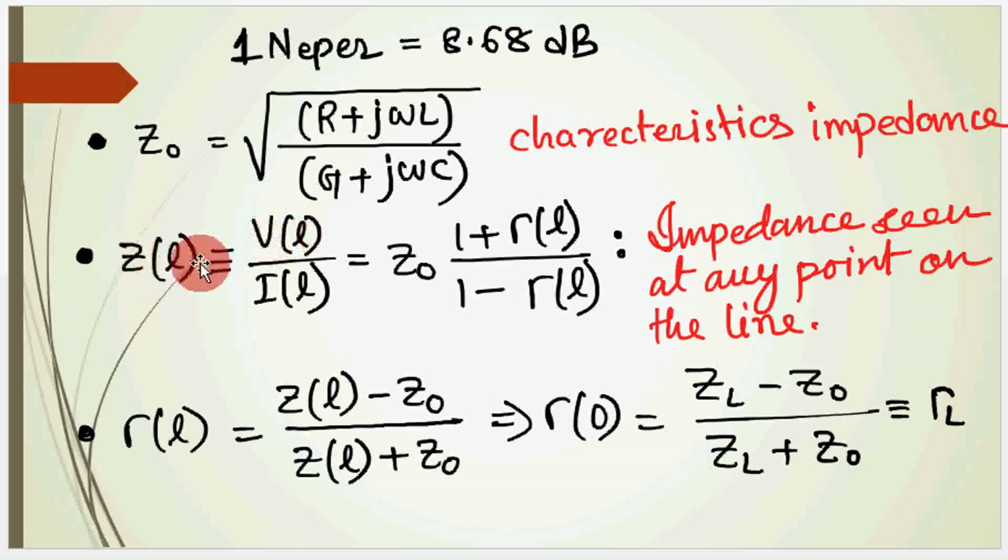The formula for impedance ZL at any point is Z0 times 1 plus gamma L by 1 minus gamma L. So gamma L is defined as ZL minus Z0 by ZL plus Z0. This comes from this equation, and gamma naught, where ZL is the load impedance, ZL minus Z0 by ZL plus Z0, is defined as the gamma L.